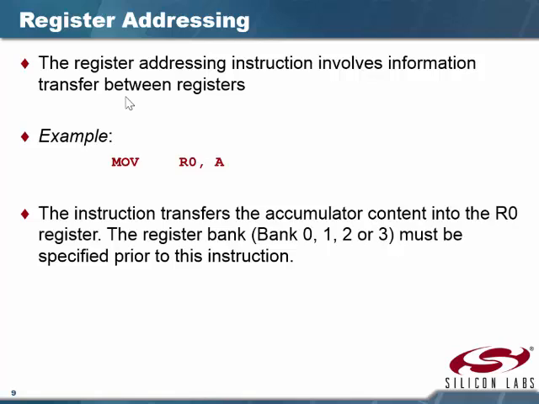The register addressing involves moving between registers. It doesn't leave the chip. All this is going to do is take the contents of A and move it into R0. Now, R0 can be one of 4 locations because we have a register bank, 0, 1, 2, or 3, and you have to specify what that bank is. If you don't specify it, it's going to go to bank 0. So when we look at R0 through R7, there are actually 4 sets of those, and we would set the bank for each of them.